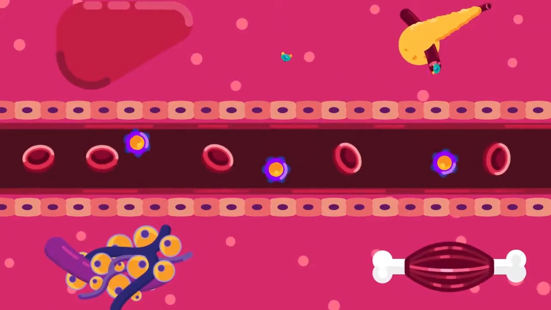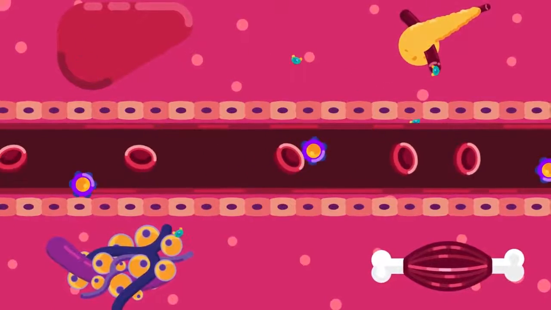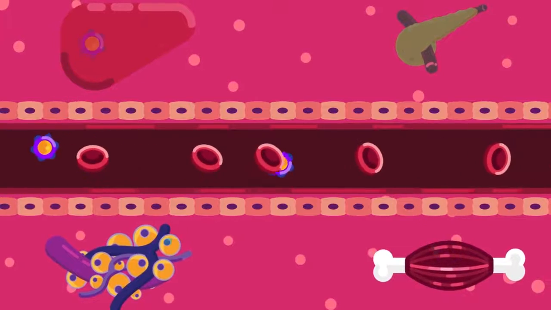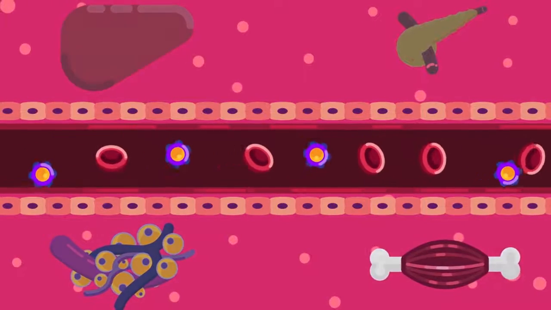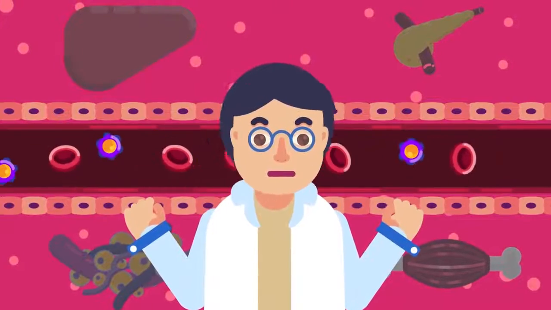Prolonged insulin resistance in type 2 diabetes can eventually lead to beta cells in the pancreas atrophying and no longer producing insulin effectively. Insulin medication will be needed later on.